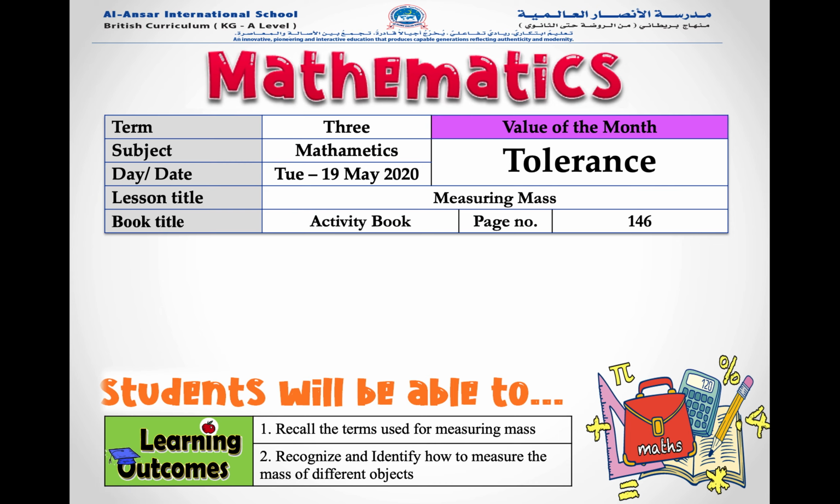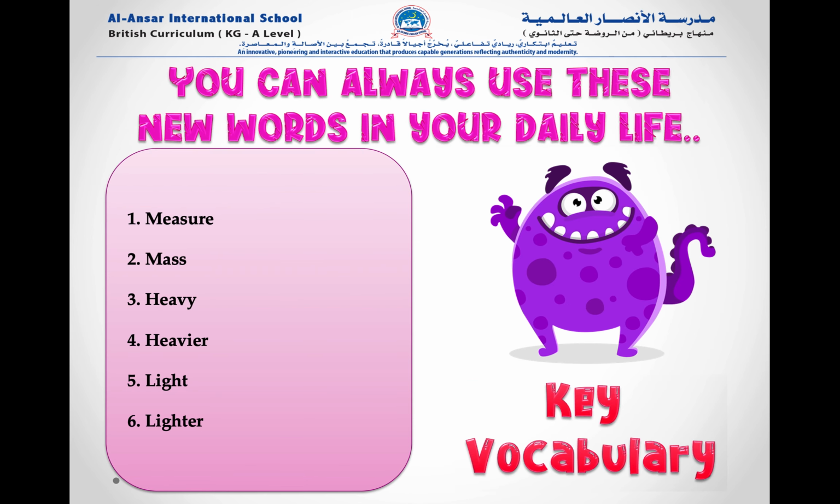In this lesson, we are going to be measuring mass. So that is the weight of things. We're going to recall the terms used for measuring mass, and at the end of this lesson, you're going to recognize and identify how to measure the mass of different objects. For this lesson, you will need the words measure, mass, heavy, heavier, light, and lighter.